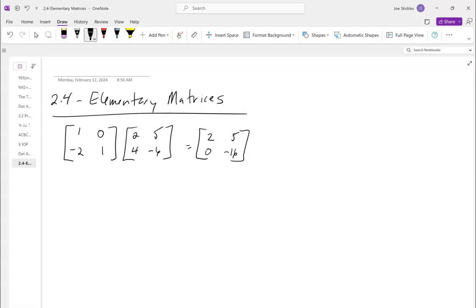Notice that, again, it left the first row alone, and the second row ended up with a 0 here, and a negative 16 here. Let's think about a row operation. We might have gotten to the same place. Notice if you take negative 2 times the first row and add it to the second row, what do you end up with? That, right? I did negative 2 row 1 added to row 2, I get that. Look at your elementary matrix. If I start with the identity matrix, this is negative 2 times the first row added to the second row. So this gives you an idea of what an elementary matrix is and what products do.